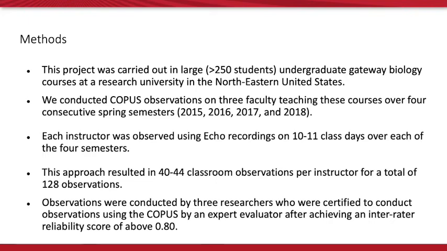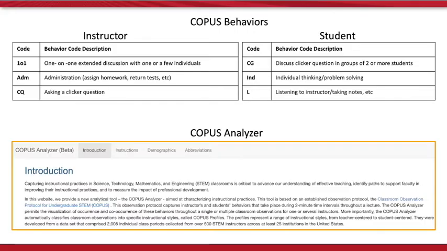COPUS observations were conducted by 3 researchers who were certified to conduct observations using the COPUS by an expert evaluator after achieving an inter-rater reliability score of above 0.8. For each classroom observation, observers marked the presence of 25 behaviors occurring in 2-minute intervals throughout the duration of the class. A sample of the behaviors being recorded are pictured here.